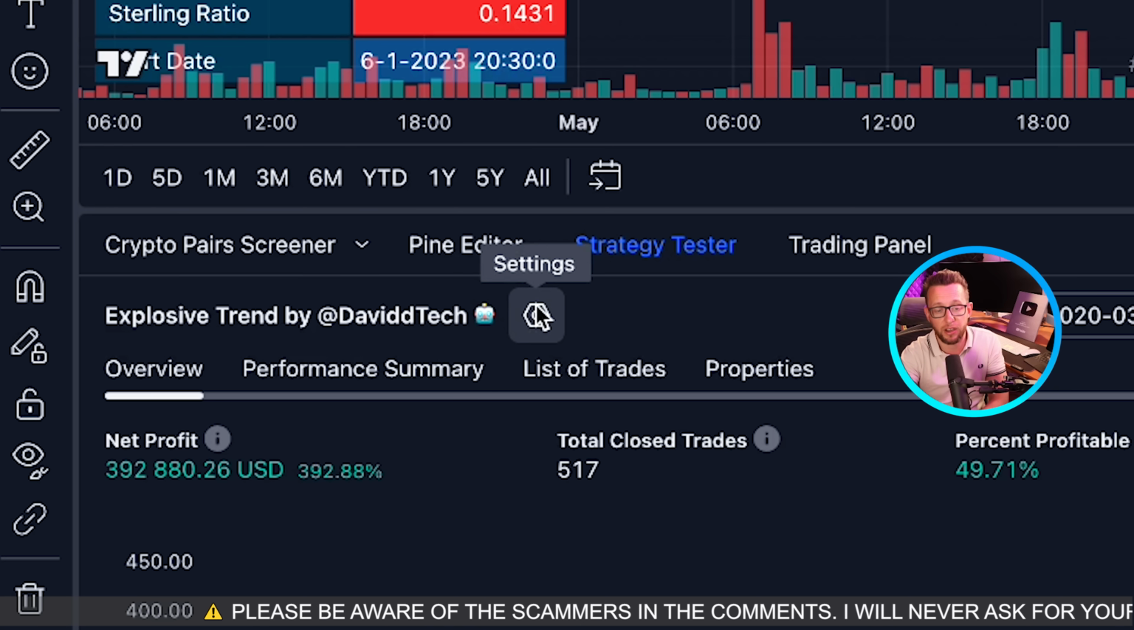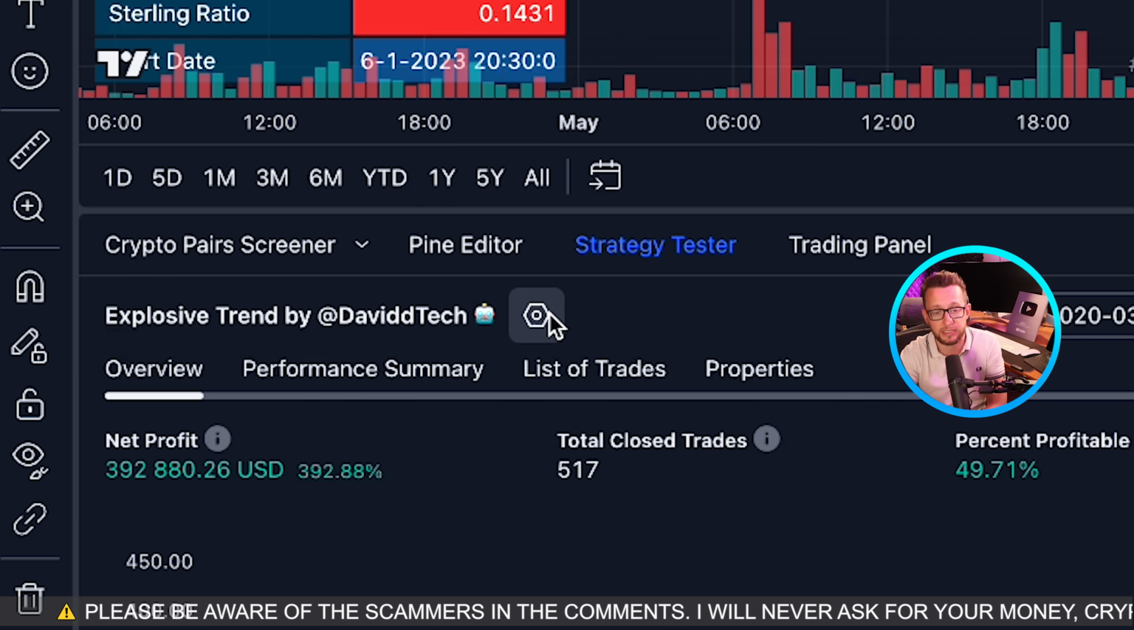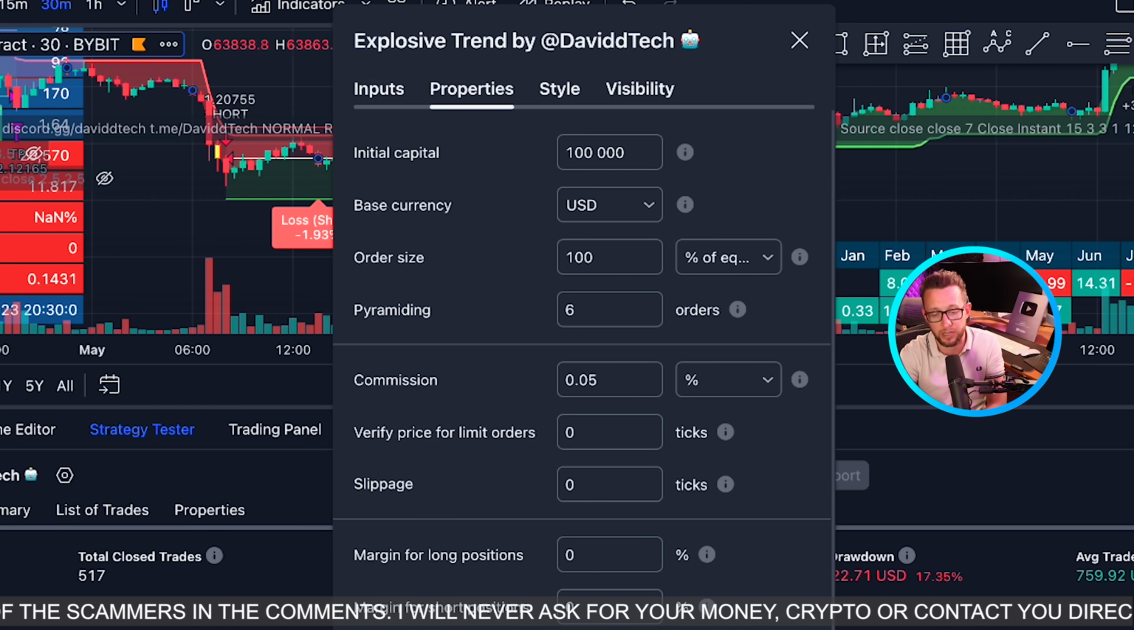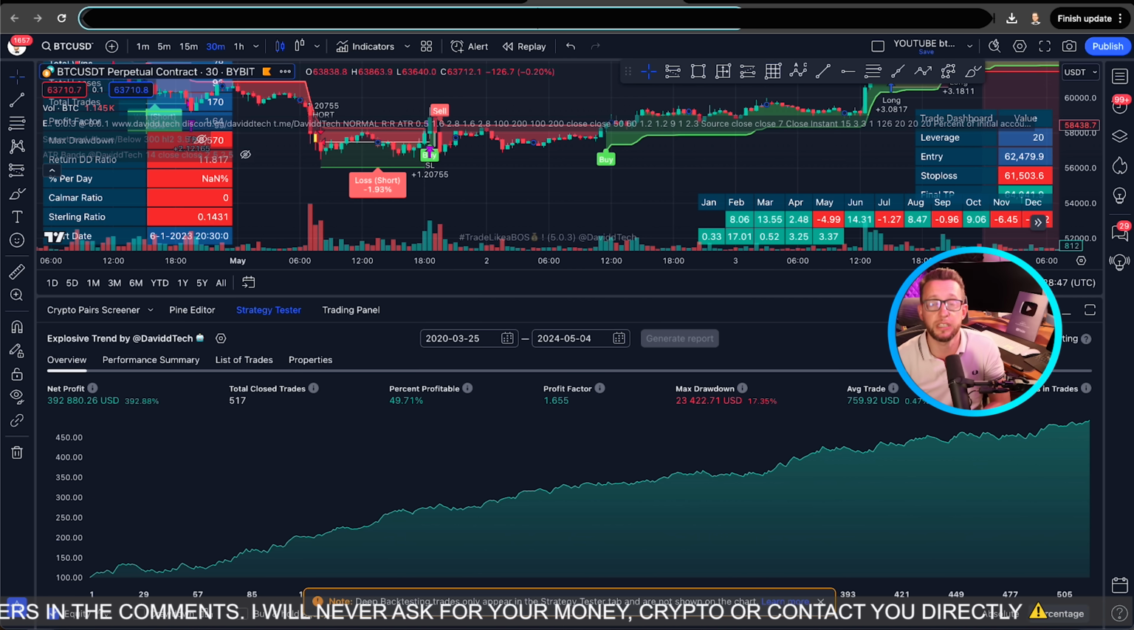As I said earlier, we are actually using leverage. We're using 20x leverage, and I have included fees here as normal at 0.05, which are the fees that I get when I'm using Bybit.